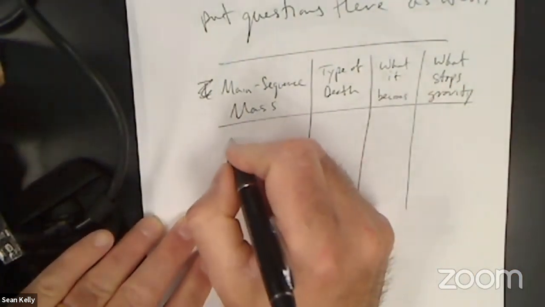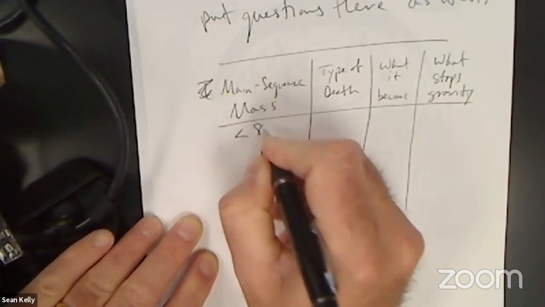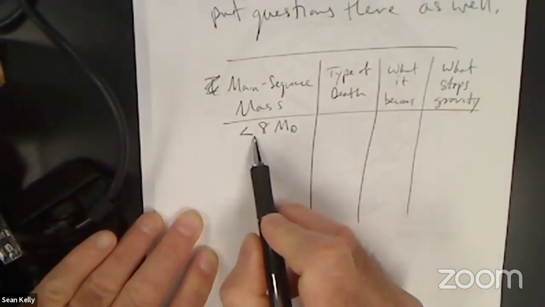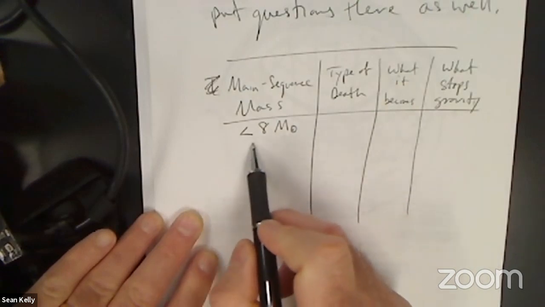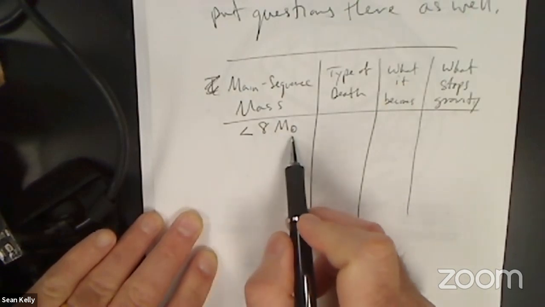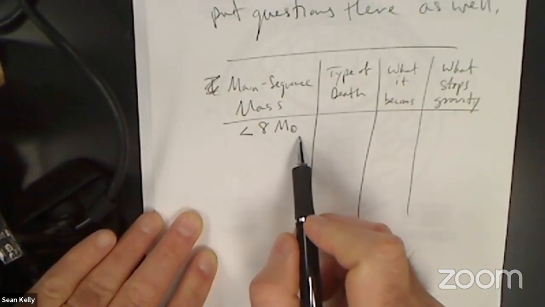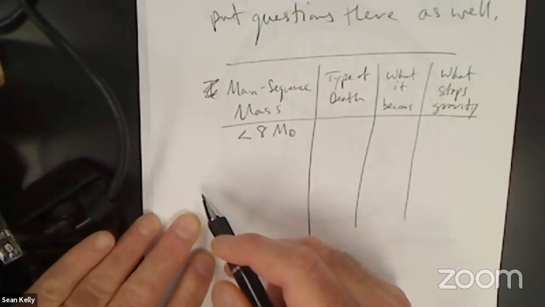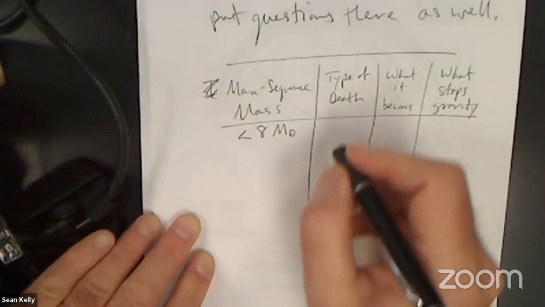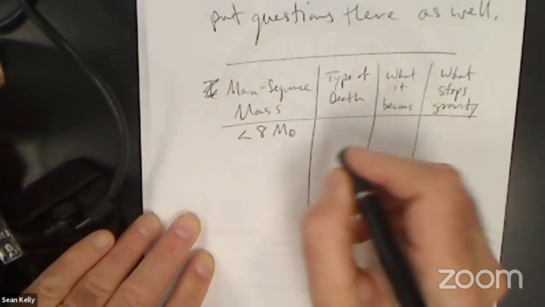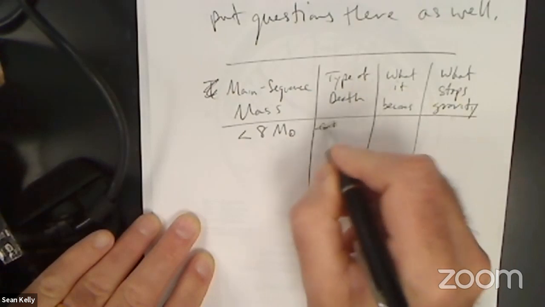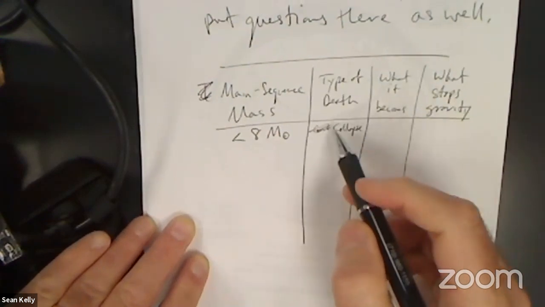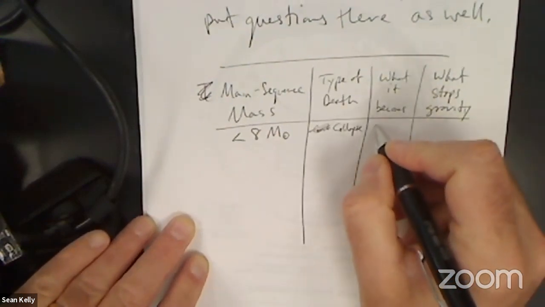So if you are less than 8 solar masses, remember that's 8 times the mass of our sun, your hydrogen will make helium, your helium will make carbon and oxygen, but that's it. You won't have enough mass to use the carbon as a fuel. So you will die a gentle death. You will collapse. It's not going to be an explosion. You will collapse and you'll form a white dwarf.